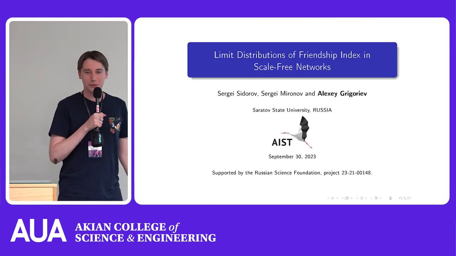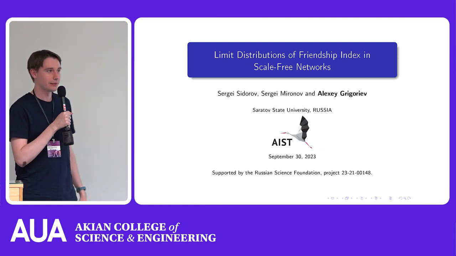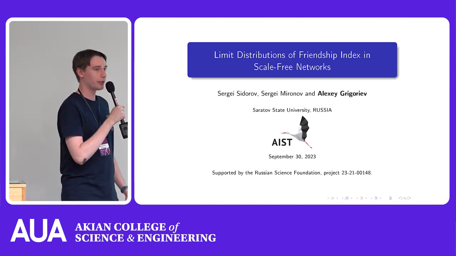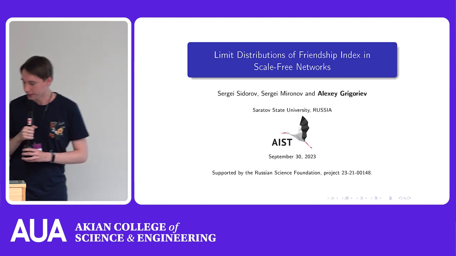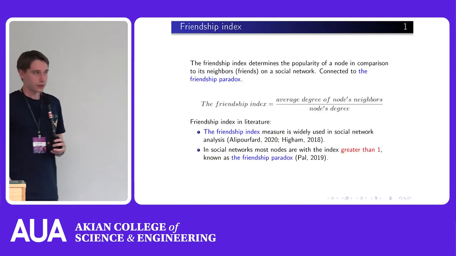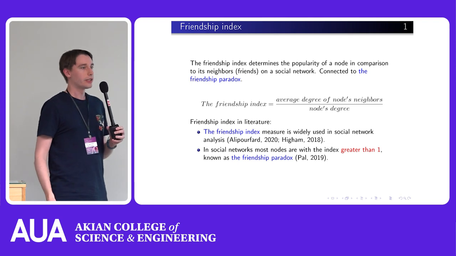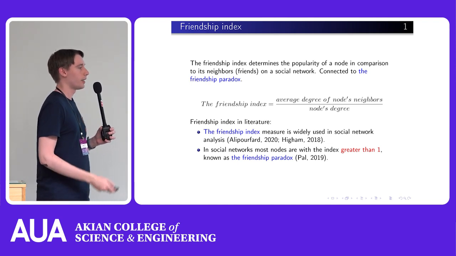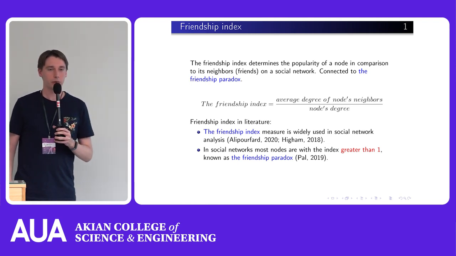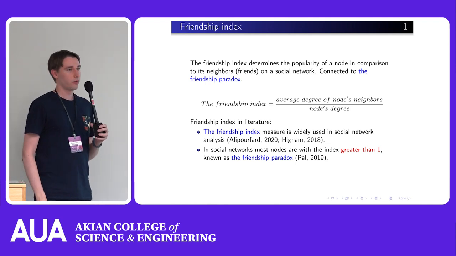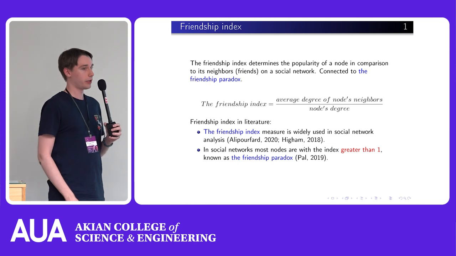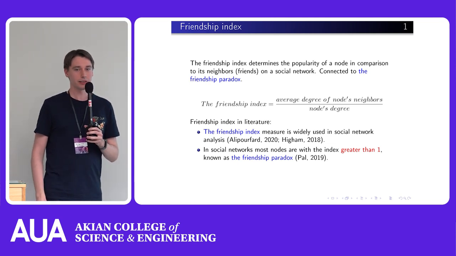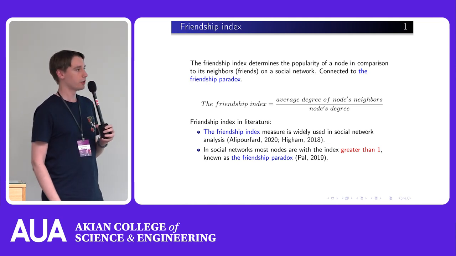Thanks for the opportunity to present our work titled Limit Distributions of Friendship Index in Scale-Free Networks by Sergey Sidorov, Sergey Mironov, and me, Alexei Grigoriev. So what is the friendship index? It allows one to measure the degree disproportions in networks. The friendship index is closely related to the friendship paradox, which says that your friends are, on average, more likely to be popular than you.